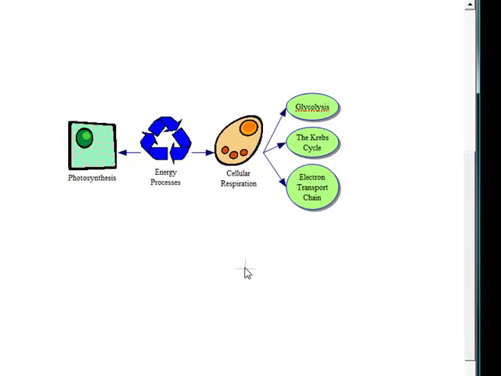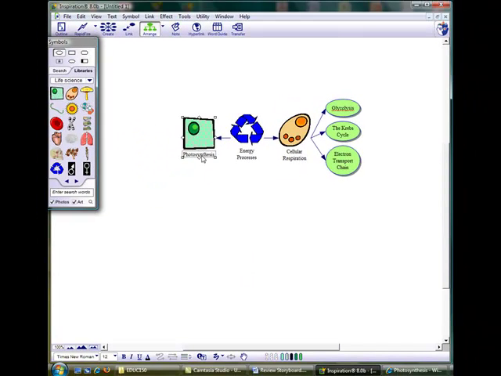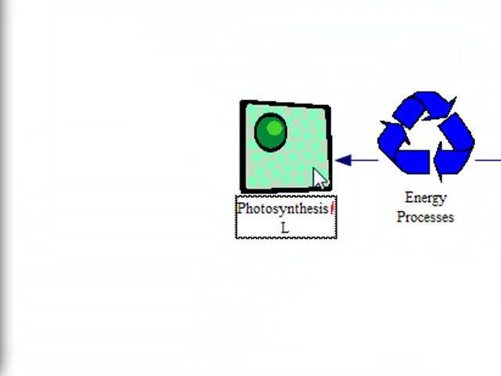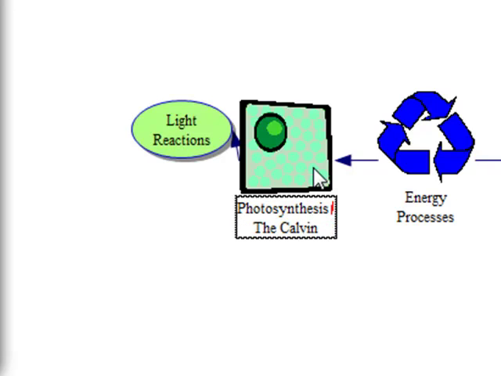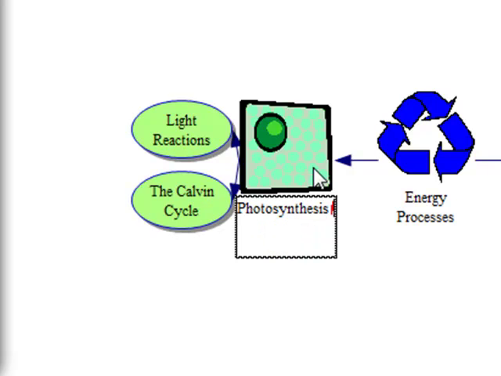Since the three main energy processes of cellular respiration are glycolysis, the Krebs cycle, and the electron transport chain, we've entered these three bubbles. This tool makes it easier to enter lots of information at the same time. For photosynthesis, we'll enter light reactions, the Calvin cycle, and phosphorylation.